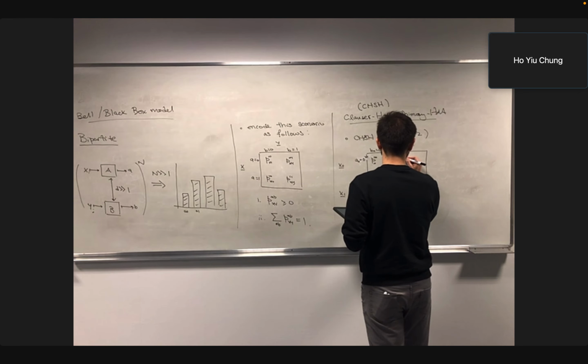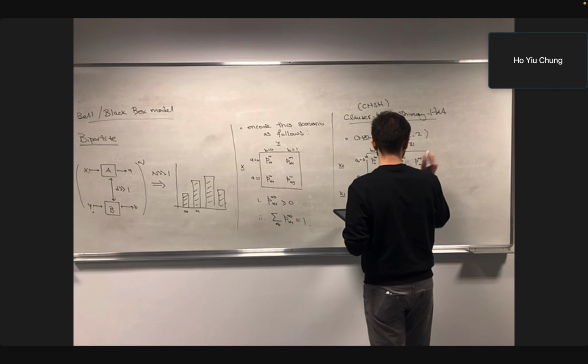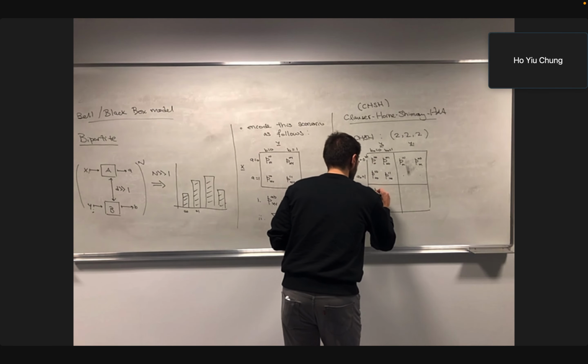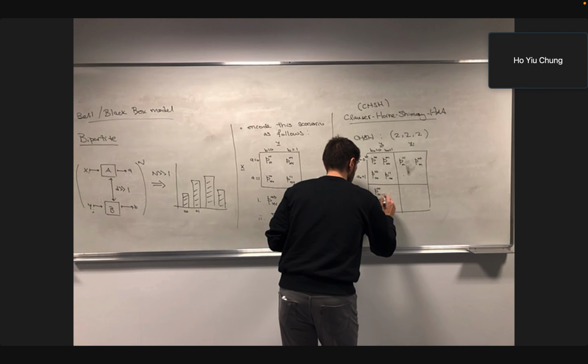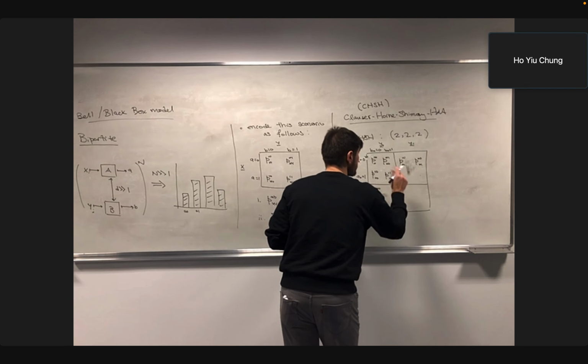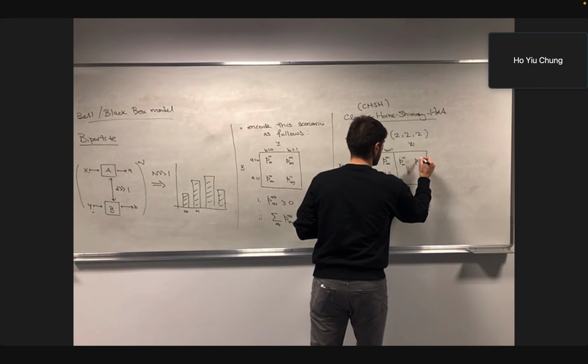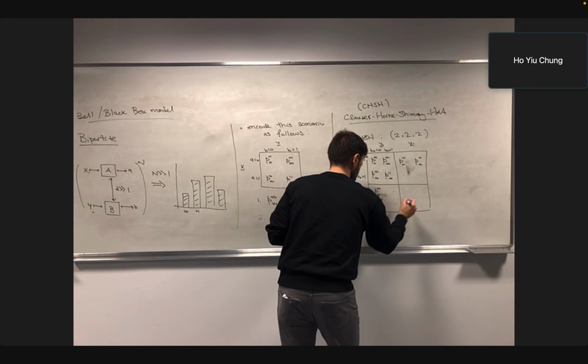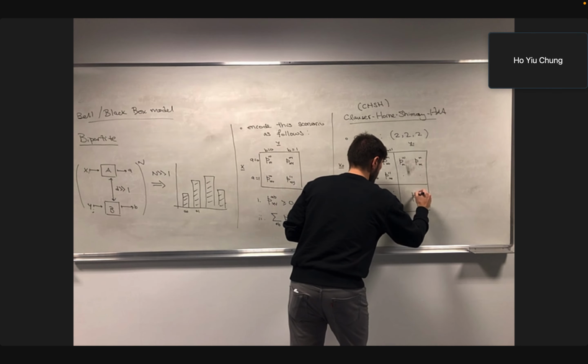So I will do P of 0, 0, 0, 1, 0, 1, P of 0, 0, 1, 0, P of 1, 0, 0, 1, 1, 0, 1, 0, and this is just P of A1, B1, 1, 1.